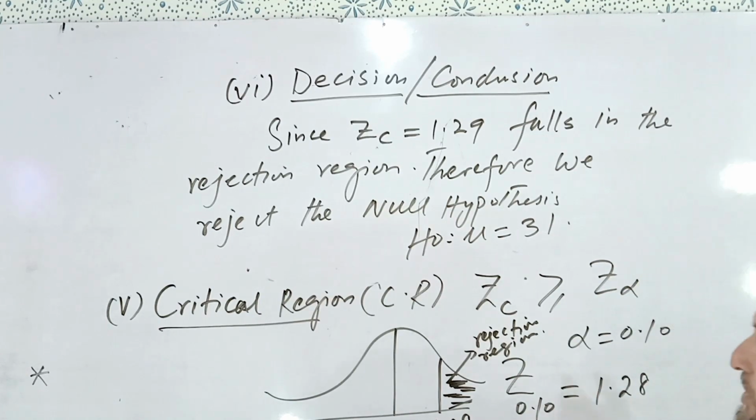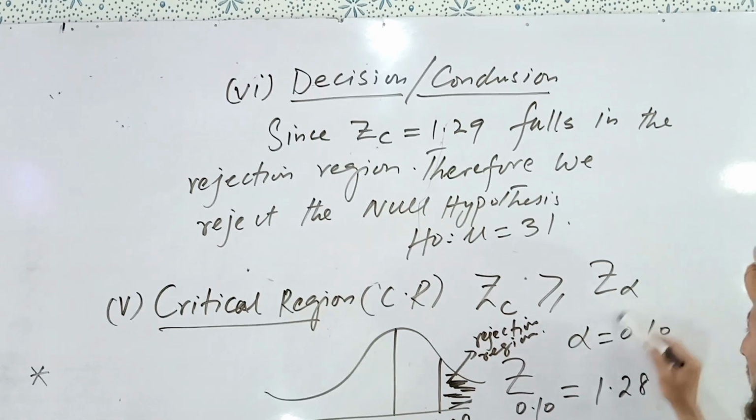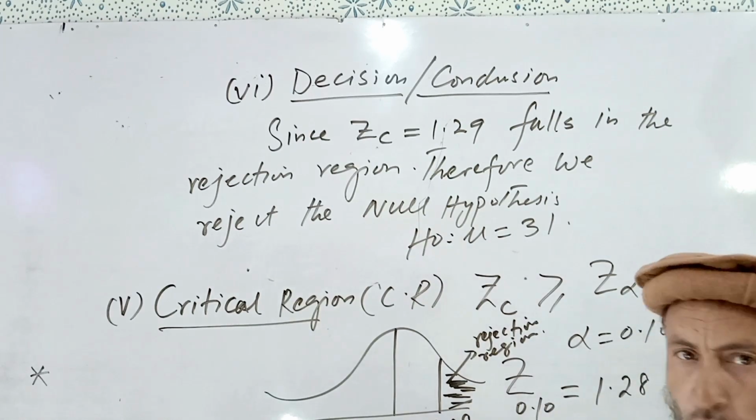It means that from this result we conclude that the mean of the given population is not 31.